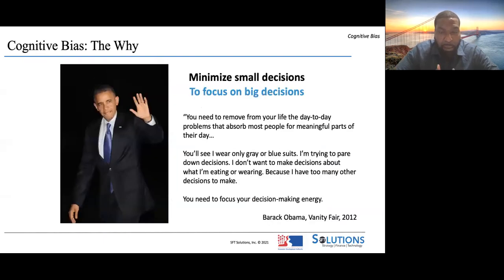One of my favorite people of all time is former President Barack Obama. He would simply say he minimizes small decisions to focus on the big decisions. So he only wears blue and gray suits, and that's because he wants to focus on things that really need his mind power. So everybody does this while making decisions.